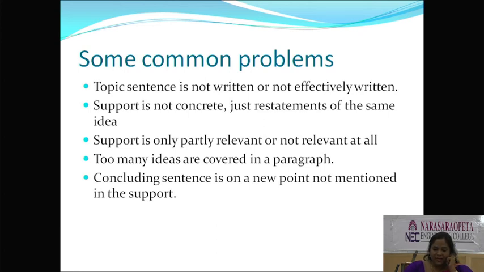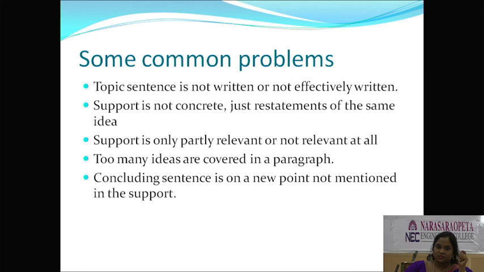Support is only partly relevant or not relevant at all. So there is no need of giving more supporting ideas only. And the concluding sentence should cover the one point you have mentioned in the supporting paragraph. So concluding sentences are also very, very important. These are the common errors one usually makes while writing a paragraph. So please be careful with this. Once you start avoiding all this, definitely a good paragraph will come out from you.